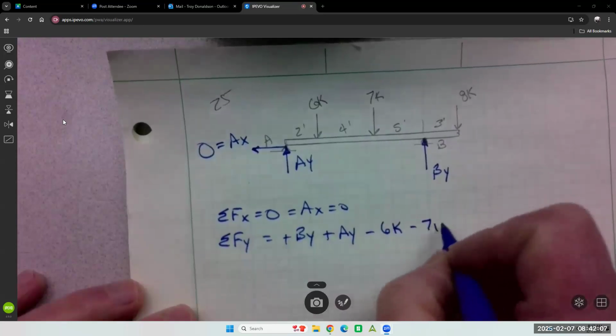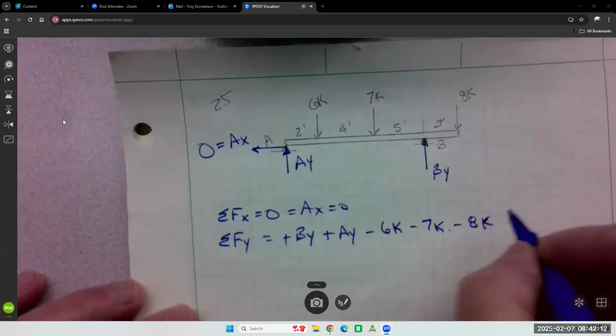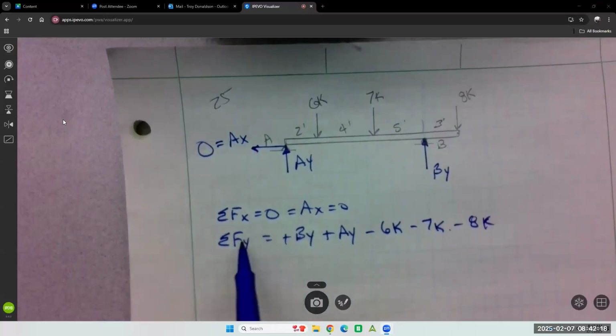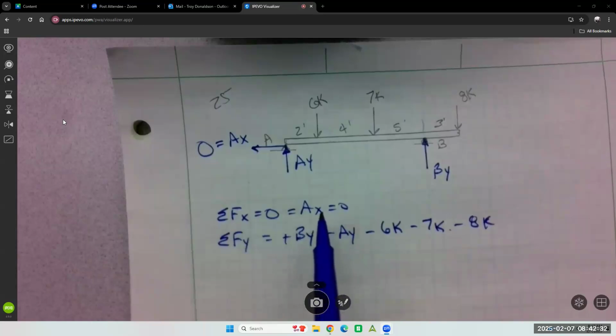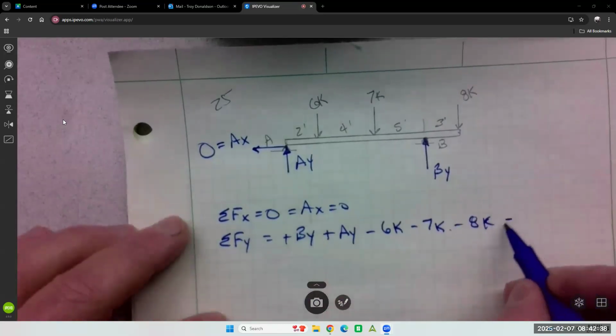Minus 7K. Minus 8K. When you're summing forces, you're just looking at whether they go up or down, right or left. And when you're doing Y's, you're just looking at up and down. So you're isolating the translational Y effect of the system. We already isolated the translational X effect. So we do X, we do Y, and then we're going to do moment. This has got to be set equal to what? 0.